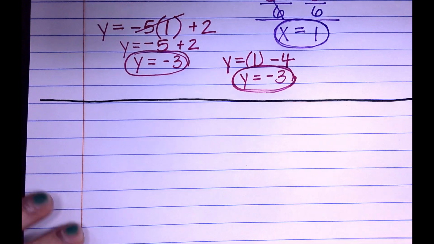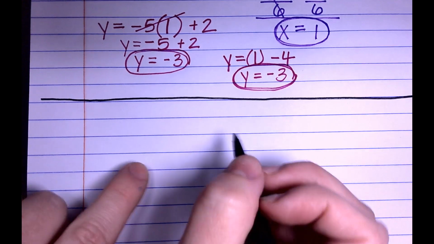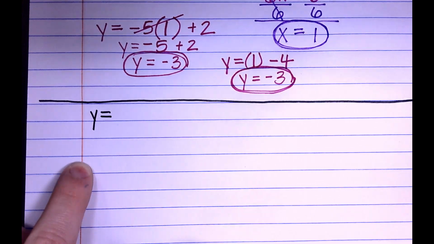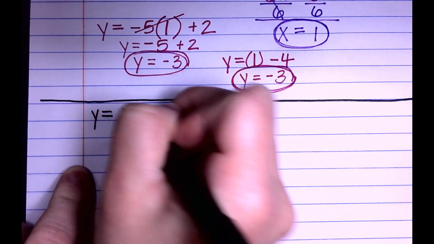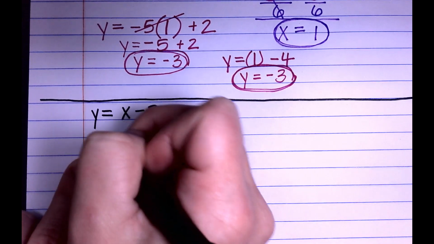So moving on. Now let's look at, I want to find one without fractions. Okay, let's do number 6 on our worksheet. That one is y equals x minus 3 and y equals 5x plus 1.